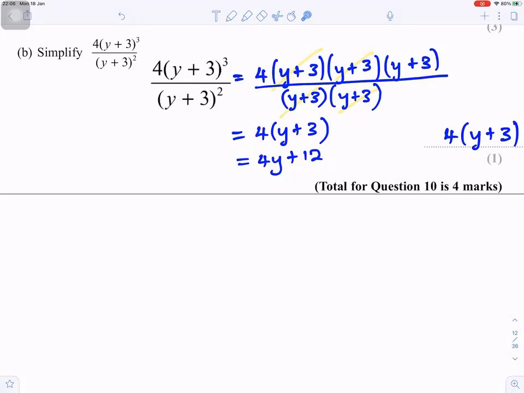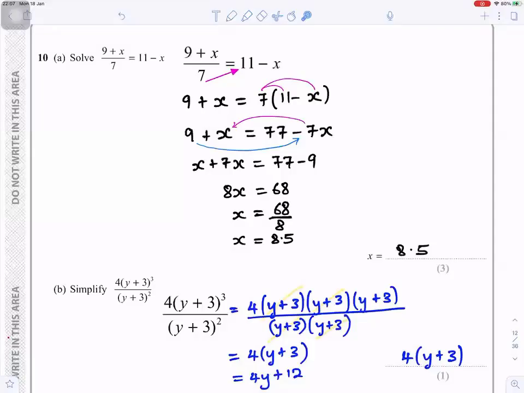So we've got a y plus 3 there, one of them, and there's y plus 3. That cancels. We have another y plus 3 and another y plus 3. There's nothing left, so we're left with 4 and y plus 3. So it's 4 bracket y plus 3. Or if you remove the bracket, it's 4 times y is 4y, and 4 times 3 is 12. So 4 brackets y plus 3 or 4y plus 12. So that's your complete answer for question 10. 8.5 and then 4 brackets y plus 3.